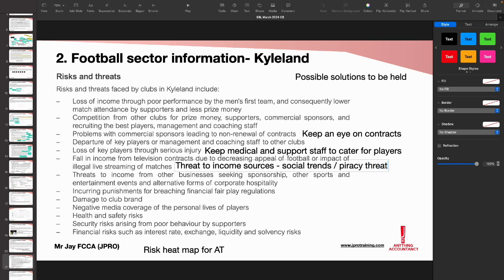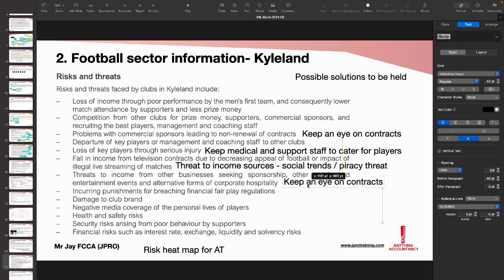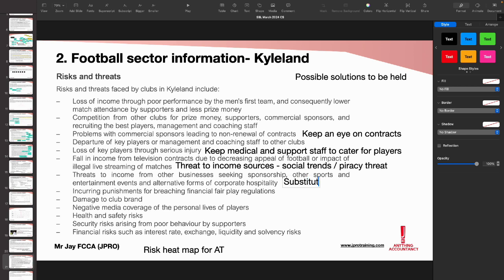So there are two types here. Social trends: basically society doesn't want to see football and there's a decline in demand of viewership. How many people are viewing the match? And piracy threat, where illegal live streaming of matches might cause a problem. Threat to income from other business-seeking sponsors, other sports and entertainment events, alternative corporate hospitality. So this one, again, we can say is like the substitutes.